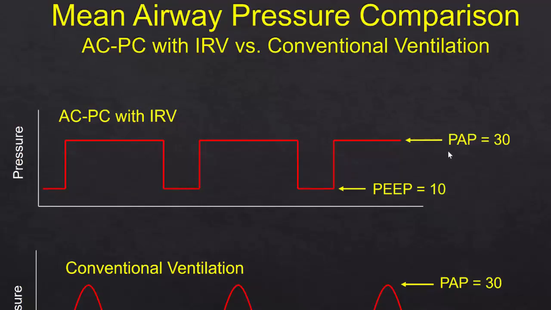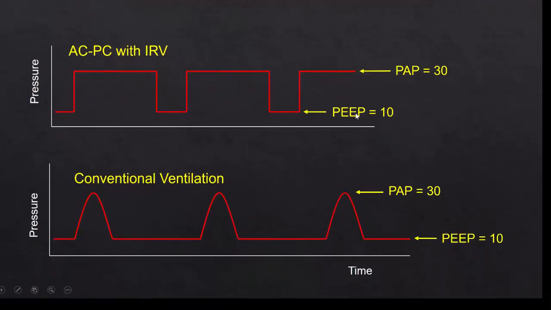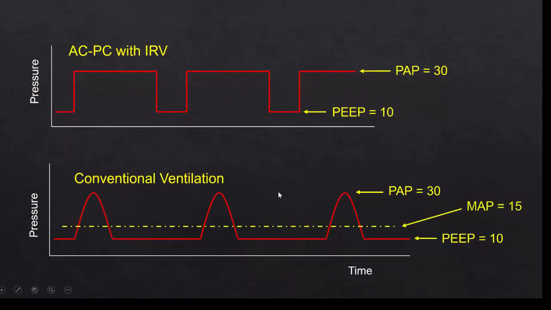Now in this example, the peak pressure is 30 and the PEEP is 10. In the lower example, conventional ventilation, the PEEP is 10, the peak airway pressure is 30, but we're flowing it in with a flow cycle and the pressure goes up and down. Now in this example, the mean airway pressure is very low at 15 in conventional ventilation. It's closer to 10 than 30. As you can imagine, same pressures 10 and 30, but in the inverse ratio example we're spending much more time at 30, and we're staying at 30 for the entire inspiration.